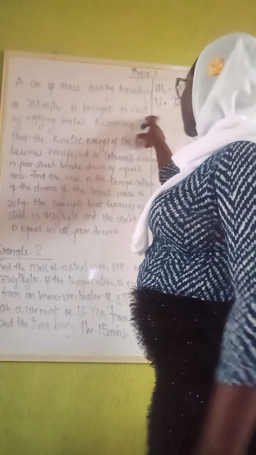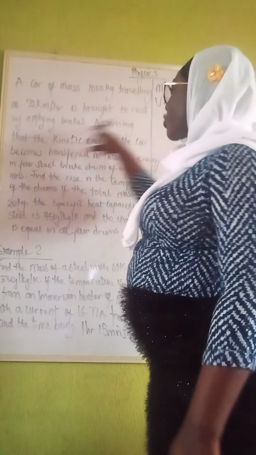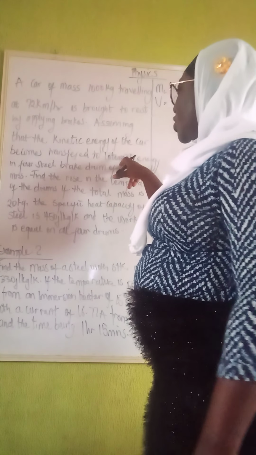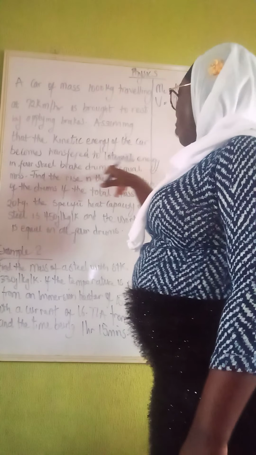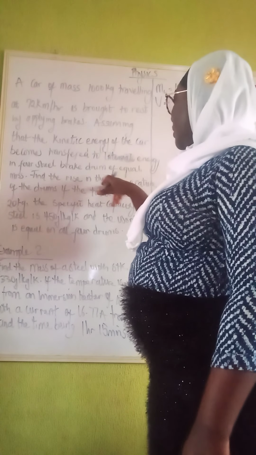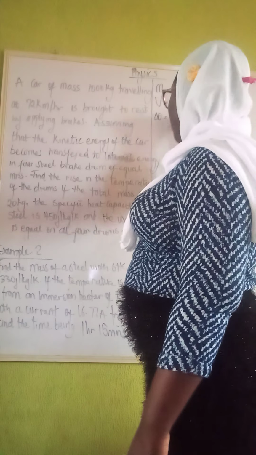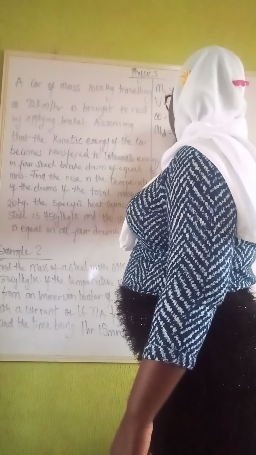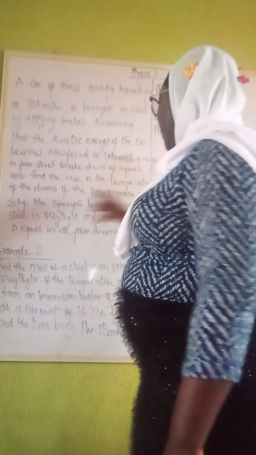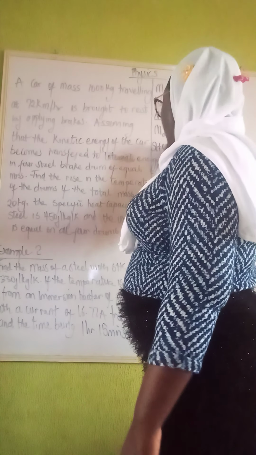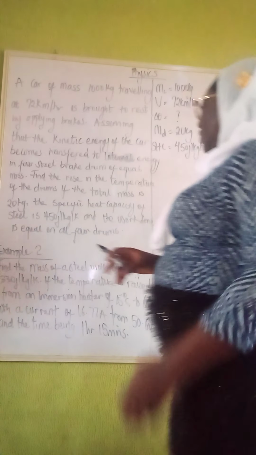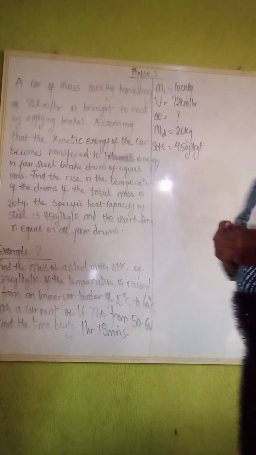It's brought to rest by applying brakes, assuming that the kinetic energy of the car is transferred to internal energy in four steel brake drums of equal mass. Find the rise in temperature. That is, we don't know the change in temperature. If the total mass is 20 kilograms, that is the mass of the drum, and the specific heat capacity of the steel is 450 joules per kilogram per Kelvin. And the work done is equal on all four drums.